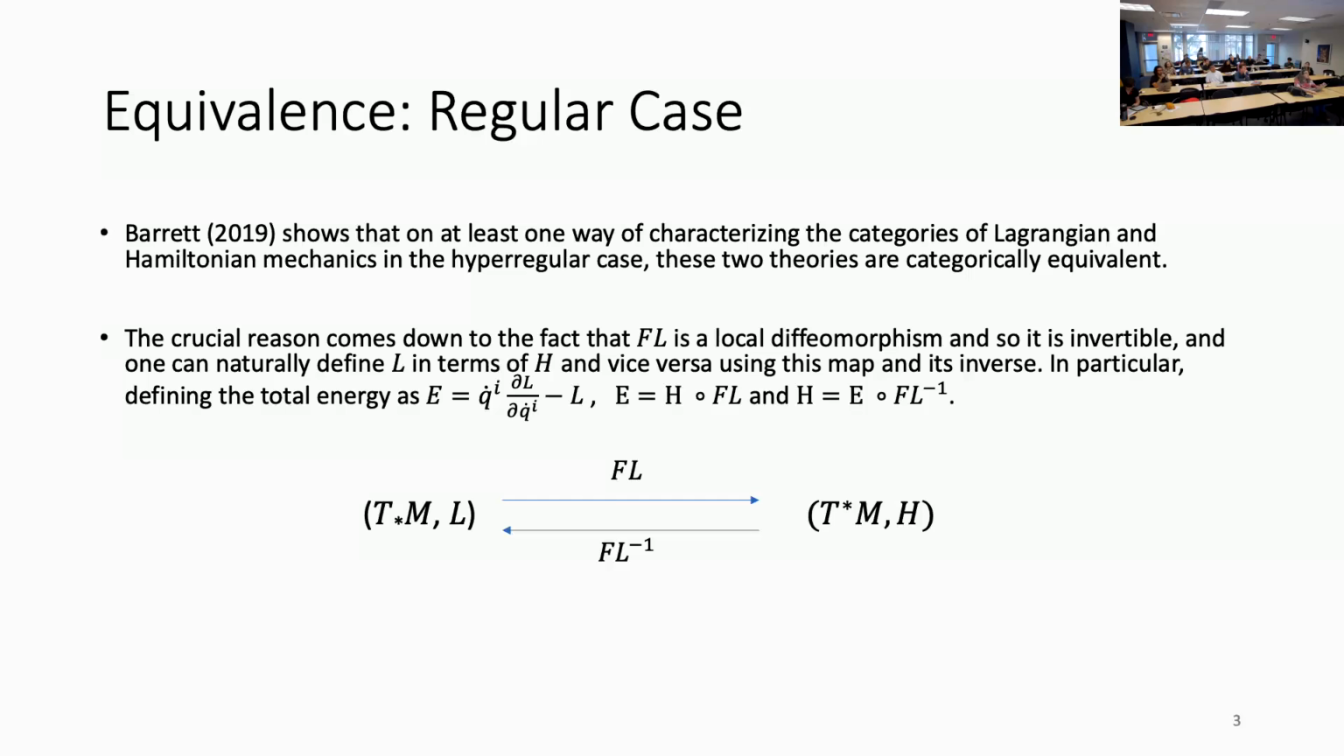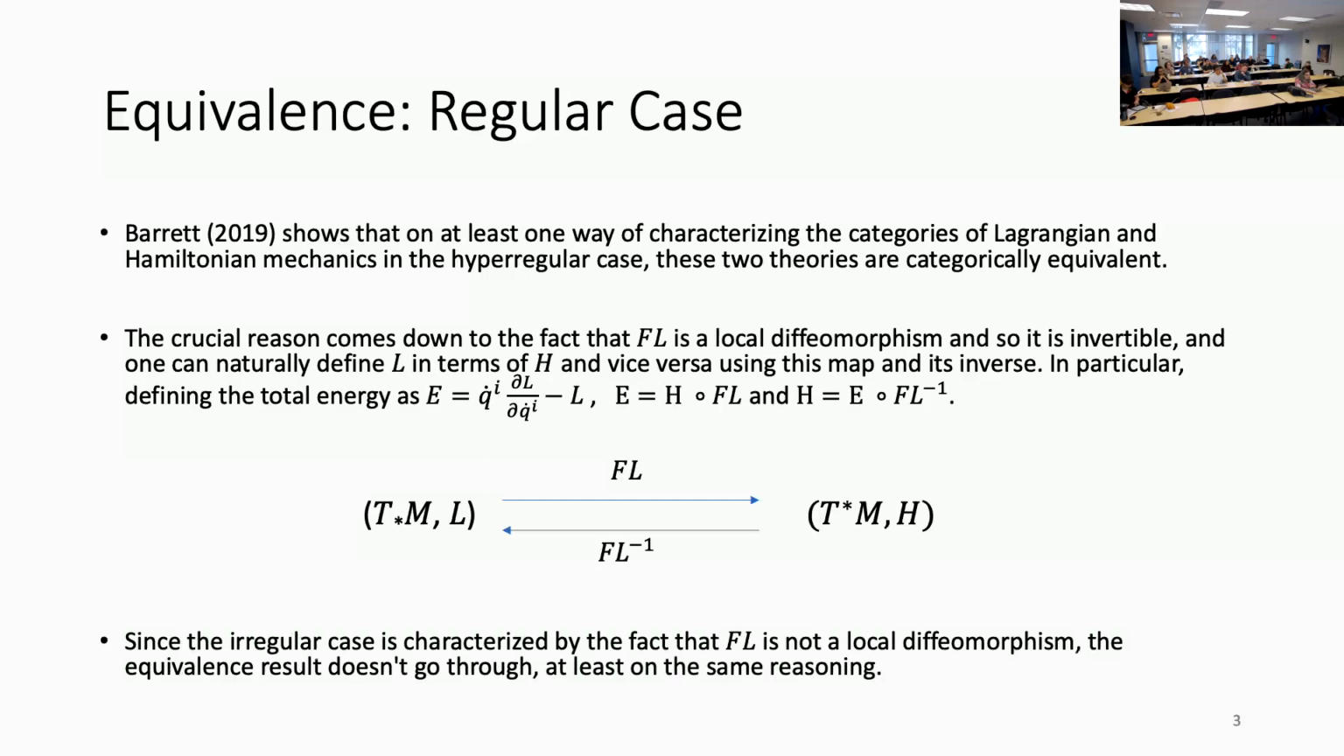And we can use this Legendre transformation to define the Lagrangian in terms of the Hamiltonian, and vice versa, using its map and its inverse. This is easiest to see if, in the Lagrangian way of doing things, we define what's called the total energy, which is defined in terms of the Lagrangian. This energy function is the pullback under the Legendre transformation of the Hamiltonian, and similarly, the Hamiltonian is the pullback under the inverse of this Legendre transformation of the energy function. So this gives a pictorial representation. We can go from the models of Lagrangian mechanics to Hamiltonian and vice versa.